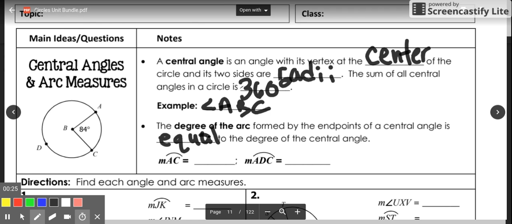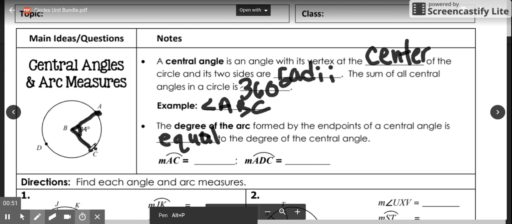An example of a central angle would be angle ABC. So this angle I just traced over here, the measure of that would be 84 degrees. Now we're going to talk about arcs. So central angles are in the center of the circle. Arcs are the part of the circle that are formed on the outside. So the degree of the arc formed by the endpoints of a central angle is equal to the degree of the central angle. For example, these are my endpoints.